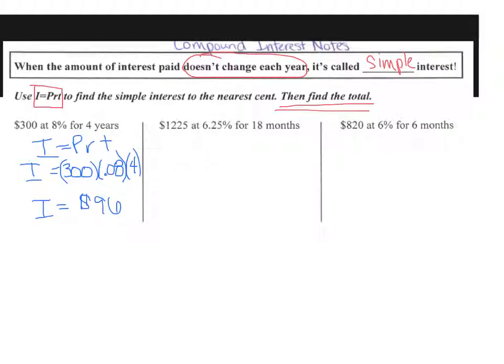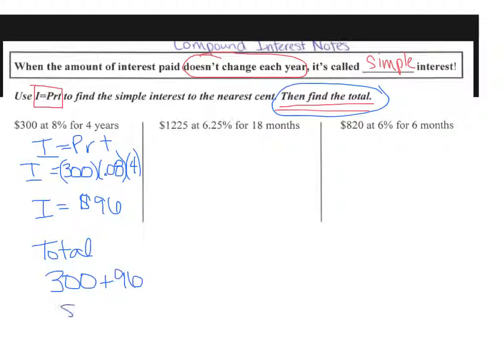Our directions said, then find the total. If we had $300 in a savings account that got 8% interest for 4 years, at the end of our 4 years, we would have a total of our initial principal, which was $300, plus $96 in interest. So that gives us a total of $396. That is the total. This is the interest. Interest is extra money on an investment or extra money you pay on a loan.